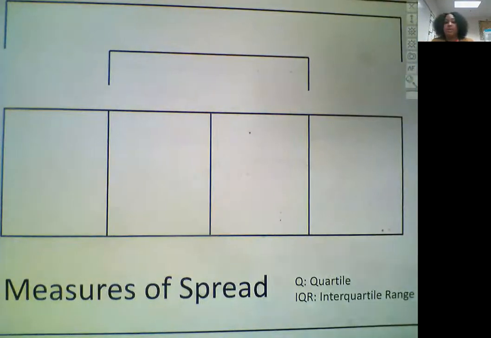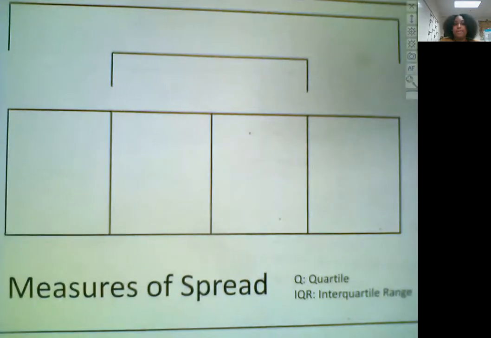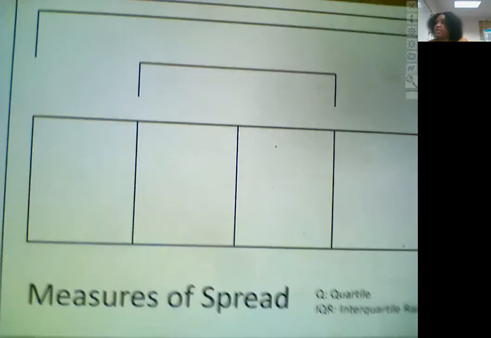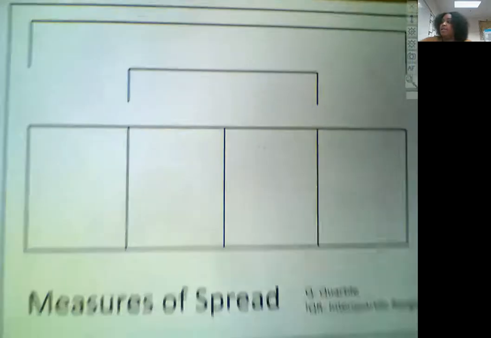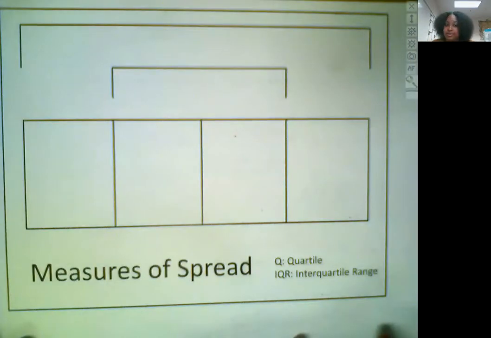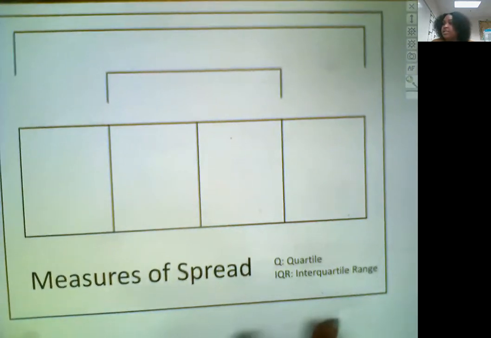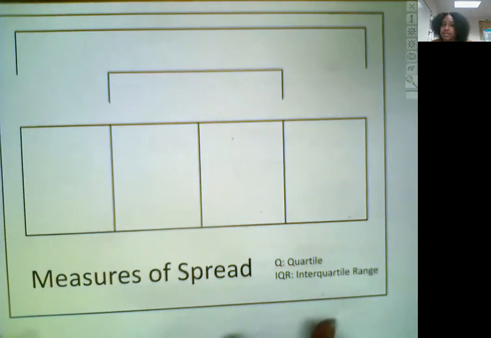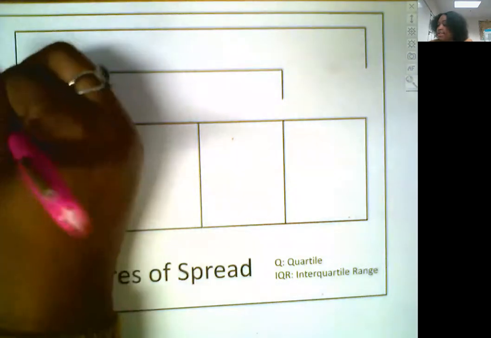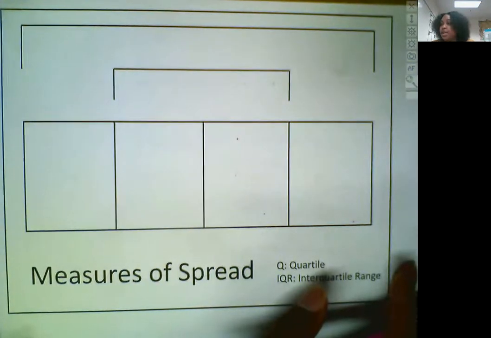So now you're gonna flip it over. And now we're gonna talk about measure of spread. It's gonna be your quartile and your interquartile, which we talked about before. And we're gonna add our other measures of spread as well. And this is gonna refer back to your box and whisker plot or your box plot.